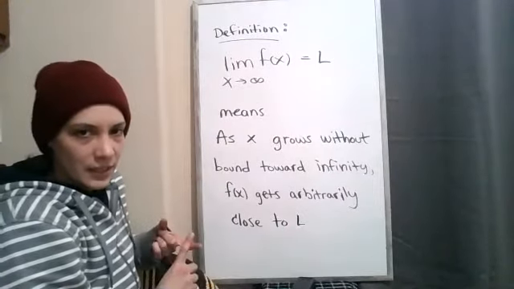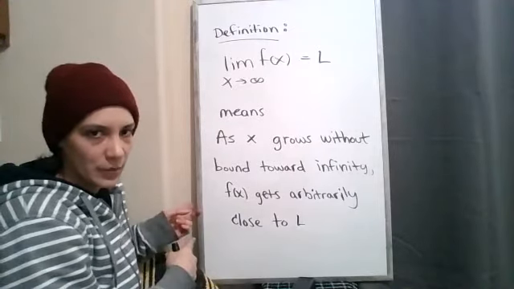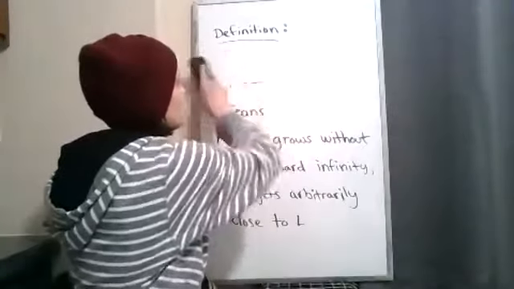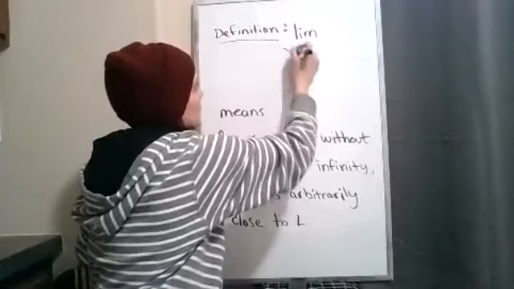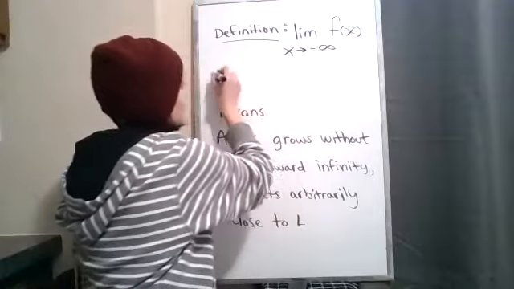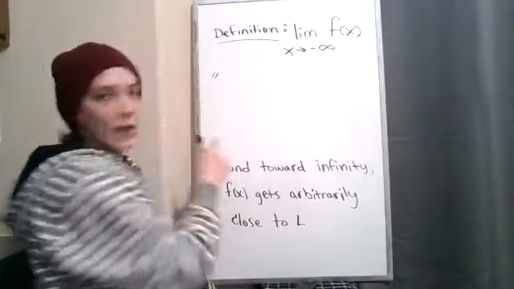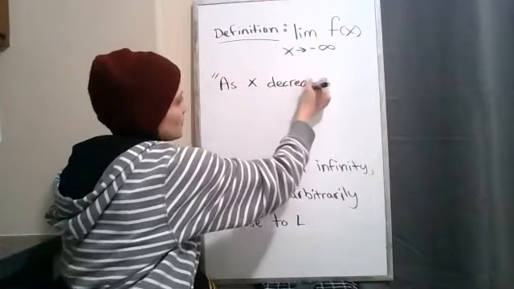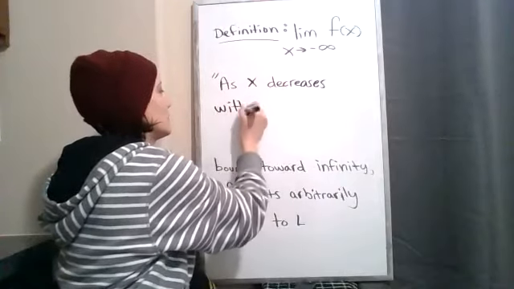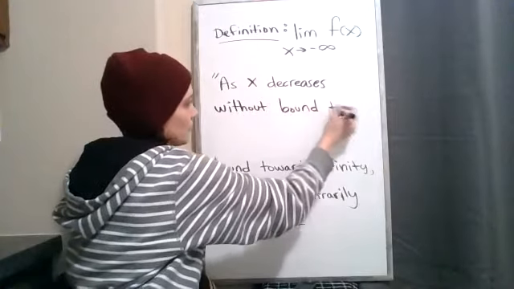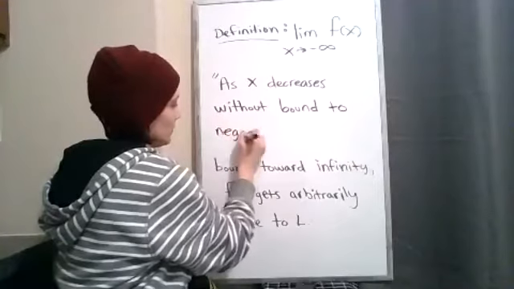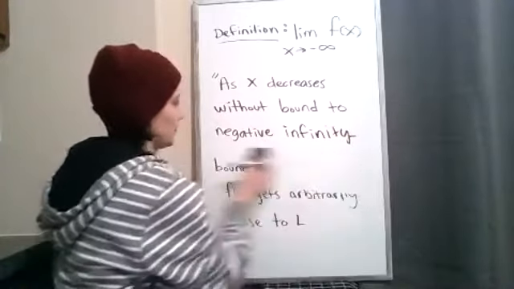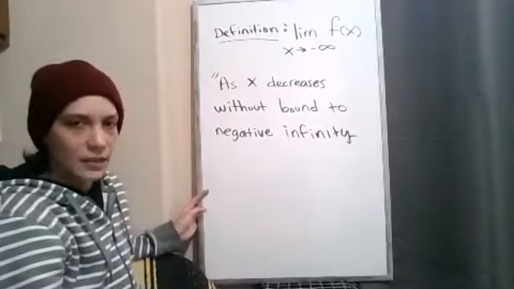Okay, write down the other definition, and then I think I know where I can find a good explanation of that last example I had. So the other one is for x going to negative infinity. So as x decreases without bound to negative infinity, f of x gets arbitrarily close to L.